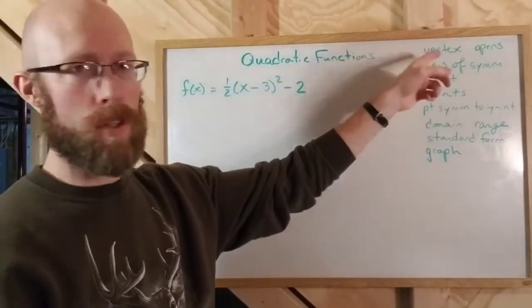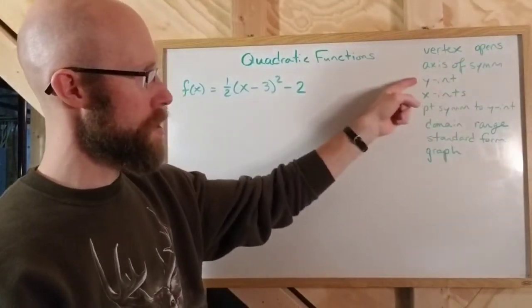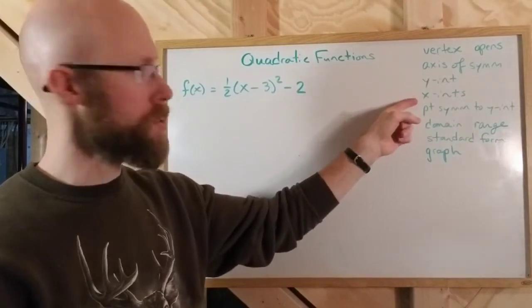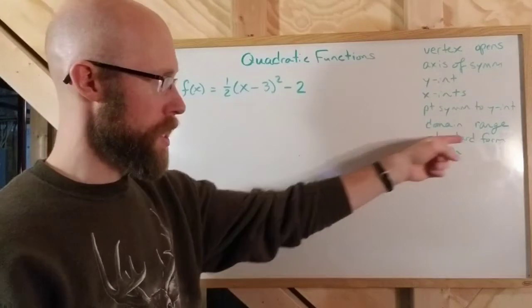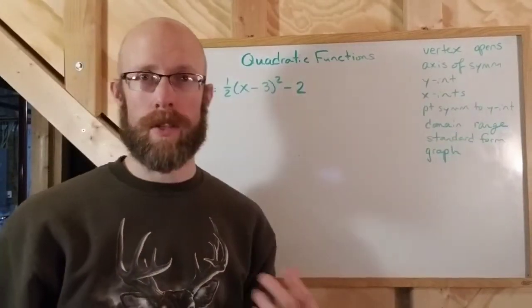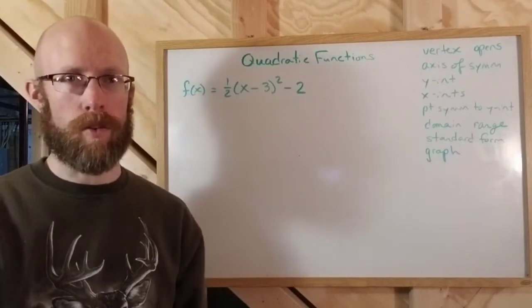So I want to find the vertex, whether it opens up or down, axis of symmetry, the y and x-intercepts, the point symmetric to the y-intercept, the domain, the range, the standard form, and the graph. So all these things are things that we can find just simply based upon that equation.